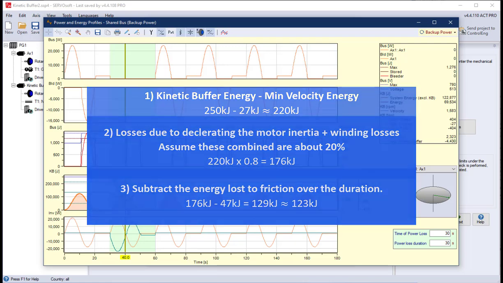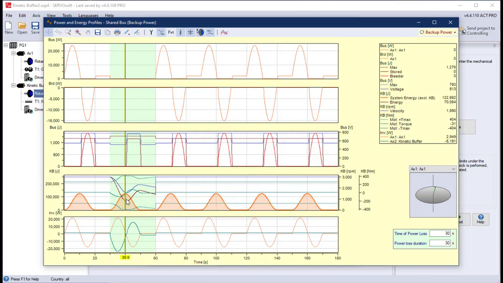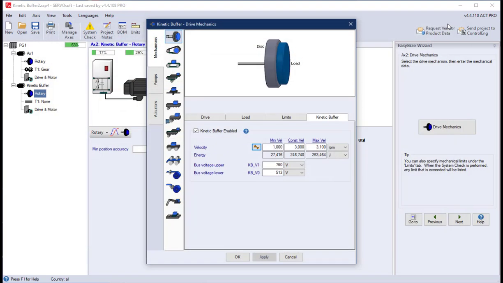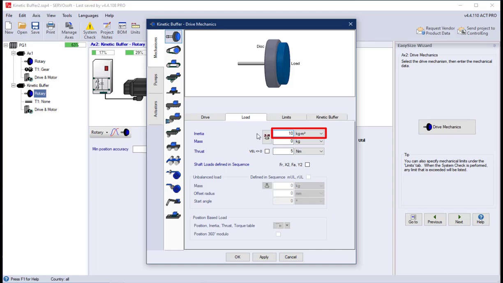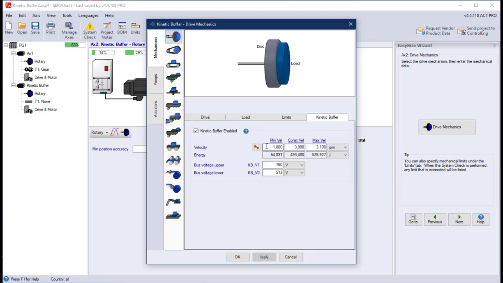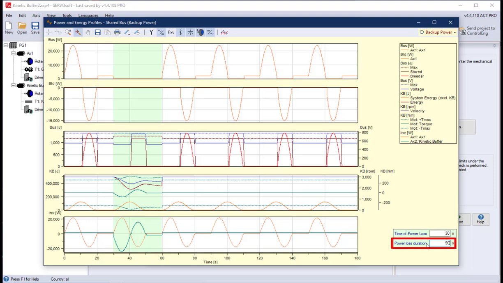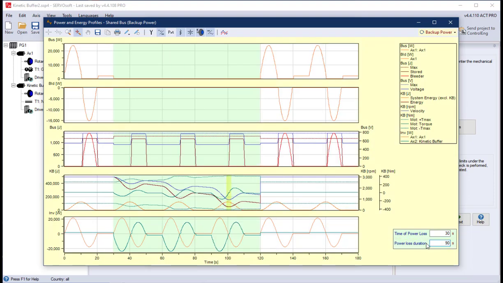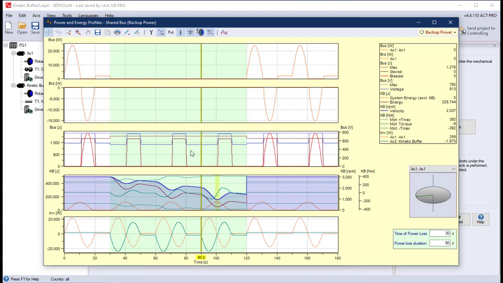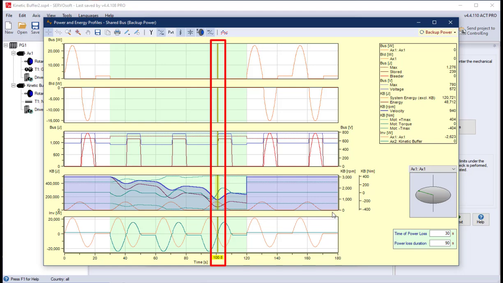Now, back to sizing. What if I need the power loss duration to be 3 by 30 second moves? First, I'll switch back to 10 kg/m². Then, I'll change the duration to 90 seconds and everything seems fine. Notice how the kinetic buffer energy declines with each 30-second move. These are the losses in the system, including thrust and friction in the flywheel, motor winding, and inverter losses. Also note the kinetic buffer velocity has dropped below the 1000 RPM minimum to 940 RPM. See the yellow shaded band showing the kinetic buffer is below its minimum velocity.